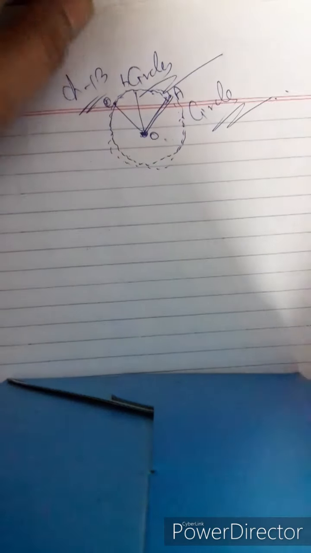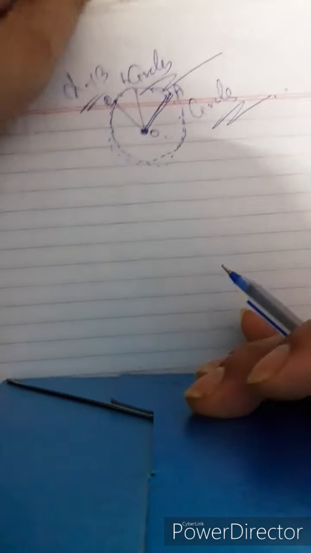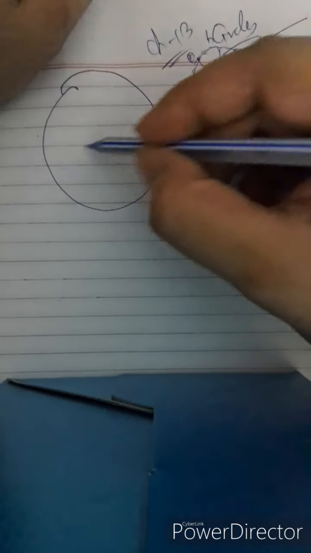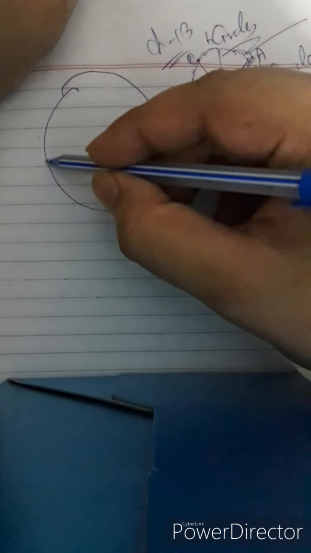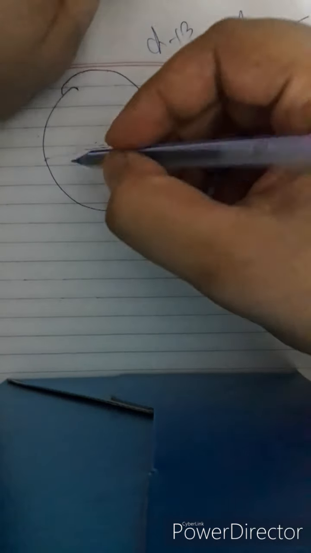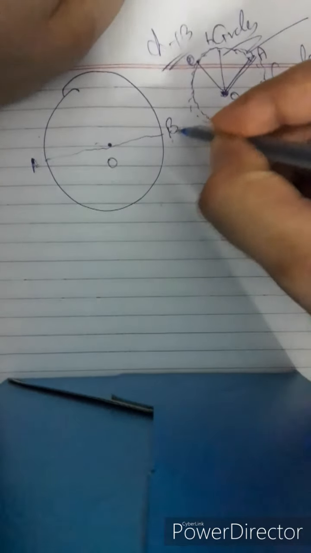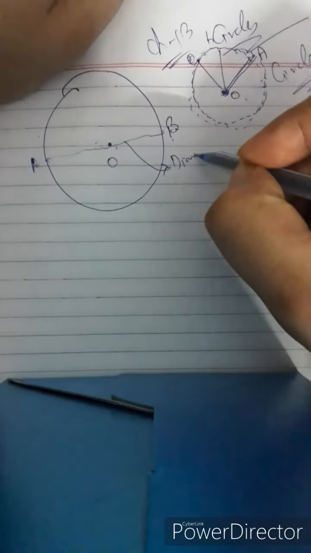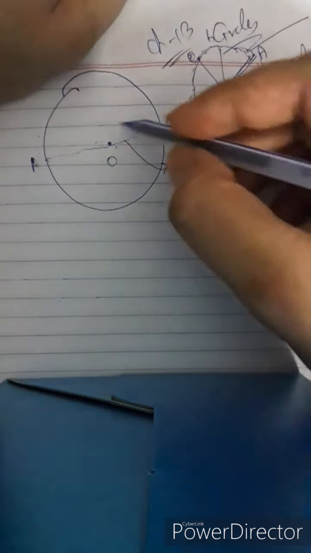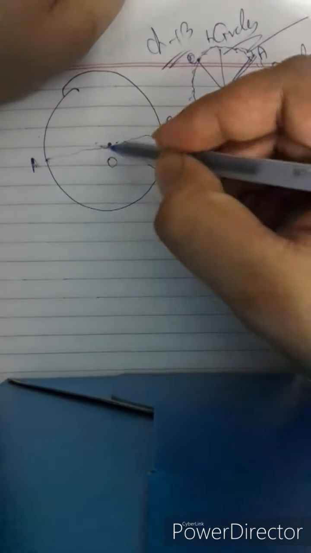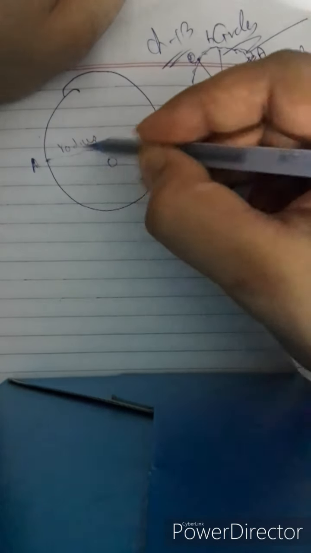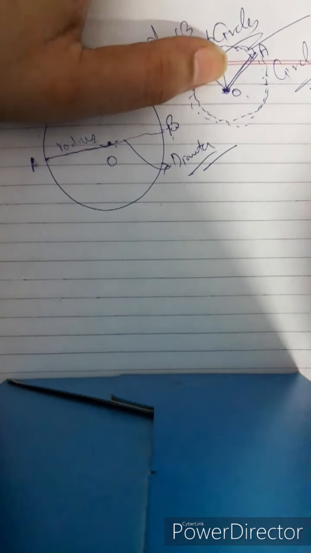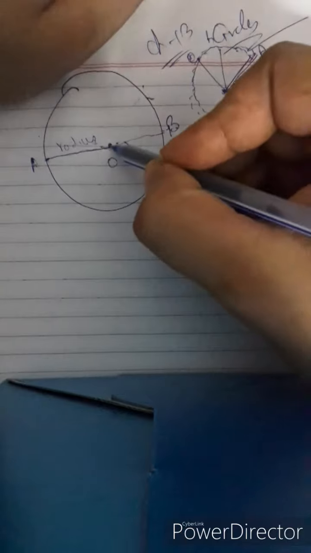So we'll see a few points in a circle. This is a circle and this is the center O. A, B. So AOB is the diameter of the circle. OA and OB are the radii of the circle. OA is the radius of the circle. O is of course the center of the circle.